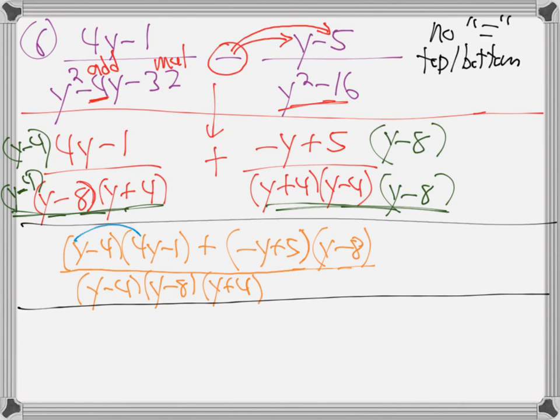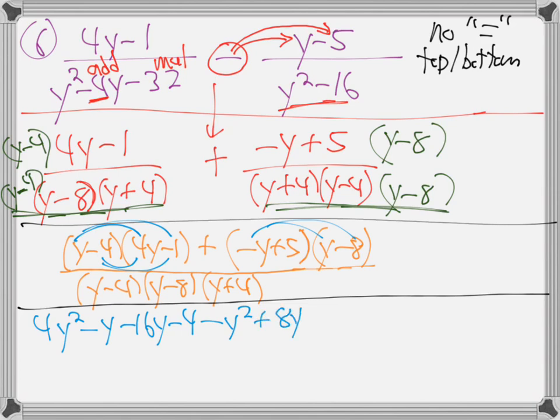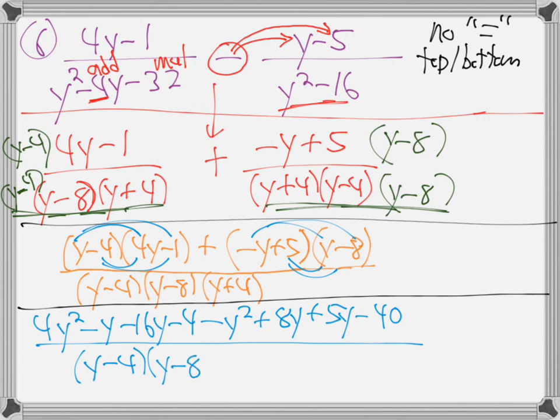So the y goes to both. 4y squared minus y. The minus 4 goes to both. Minus 16y minus 4. Now the minus y goes to both. Minus y squared plus 8y. And the 5 goes to both. Plus 5y minus 40, all over y minus 4, y minus 8, y plus 4. What a mess.